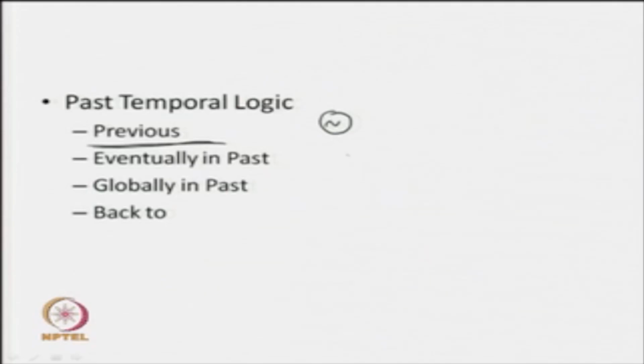Eventually past: in future we have this diamond, so inside the diamond we are going to write this tilde, and it represents the eventuality in the past, the eventually in past operator. Similarly, we have globally in past. The box is used for the globally operator, so inside this box we are going to put the tilde, and we say that this is the globally in past operator. Back to corresponds to the until operator, and it is represented by this particular symbol. So, now we can reason about the past behavior of the system also. Again like future temporal logic, we have 4 operators: previous, eventually in past, globally in past, and back to.